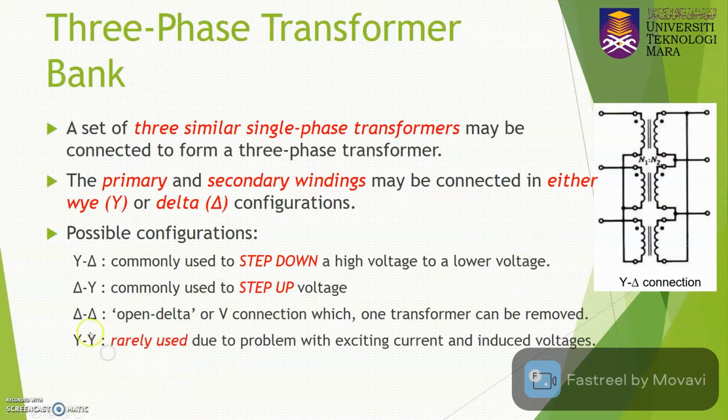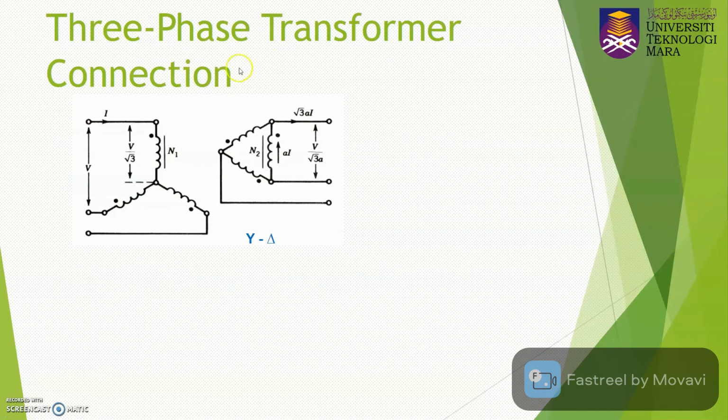And then the last configuration is the YY connection. This connection is rarely used due to the problems with the exciting current and induced voltage. The three-phase transformer connection can also be represented by this diagram. This represents the Y delta connection of the three-phase transformer. The primary here is considered as the primary winding, and here is considered as the secondary winding. The primary and secondary windings shown parallel to each other belong to the same single-phase transformer.